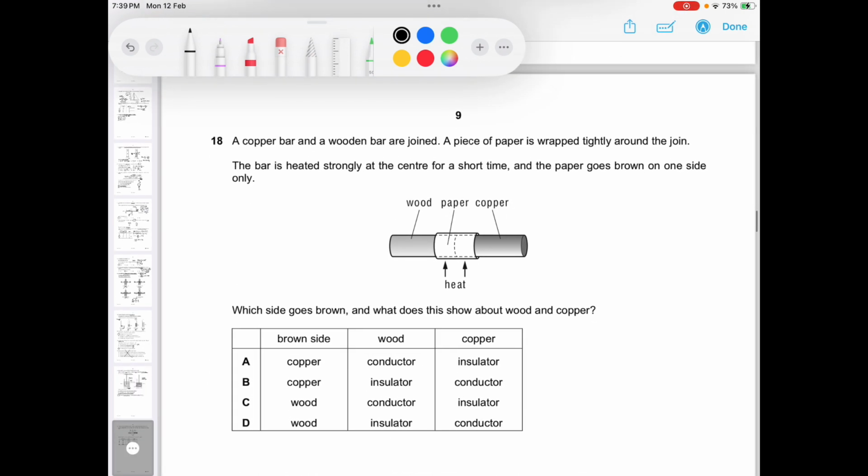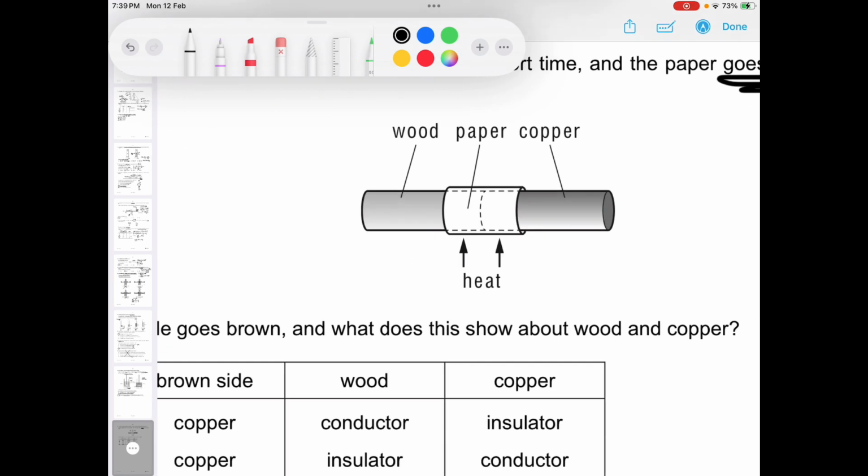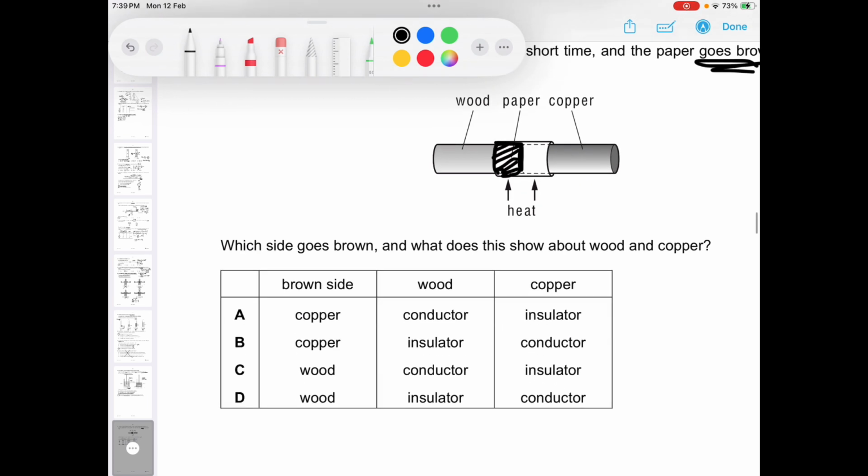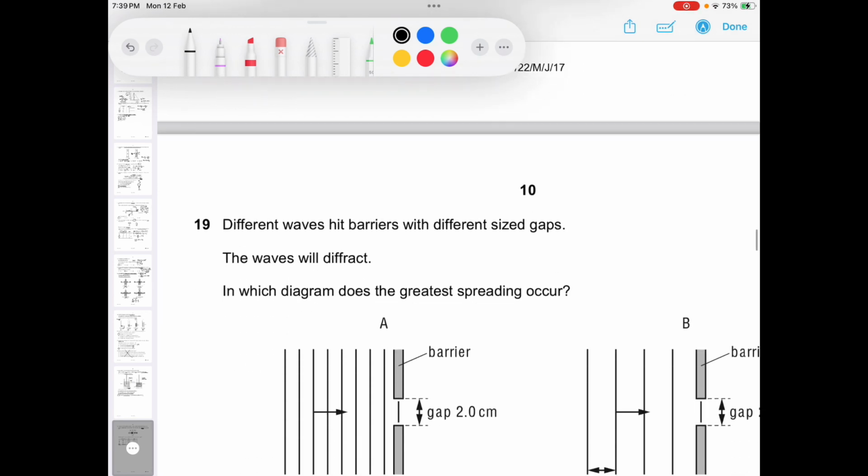18. A copper bar and a wooden bar are joined. A piece of paper is wrapped tightly around the joint. The bar is heated strongly in the center for a short time and the paper goes brown on one side only. Obviously, it will go brown on the wooden side. Okay, so the brown side would be the wood side. Wood is an insulator. This is easy.